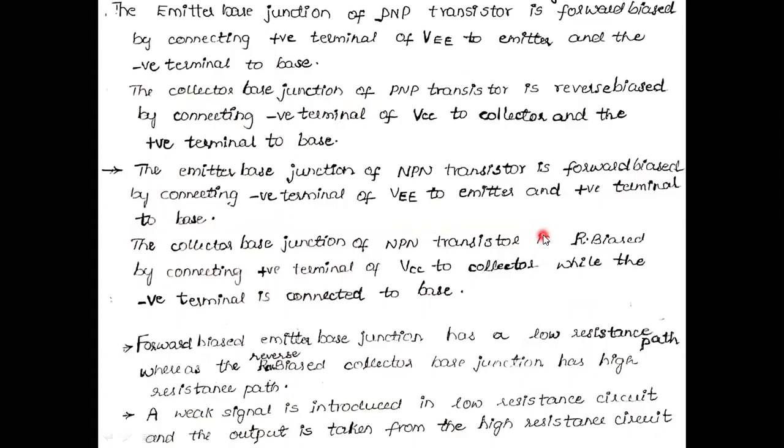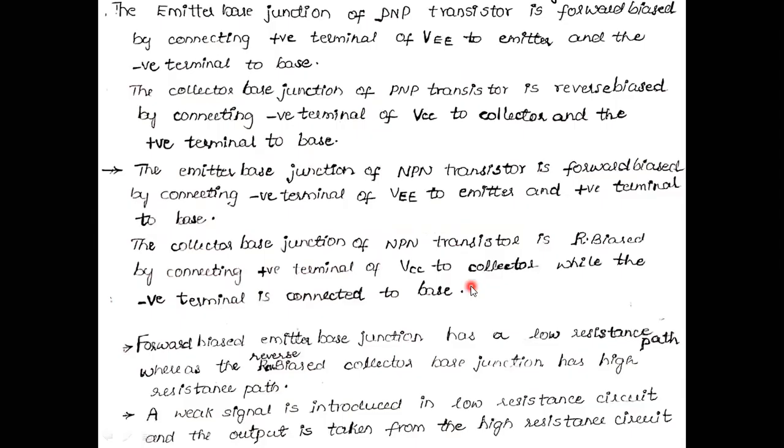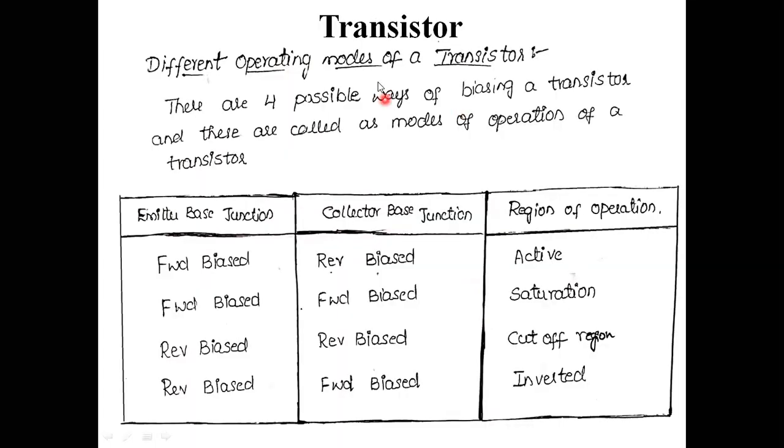This biasing is applied for the PNP and NPN types of transistor. Thereafter, we know the four operating modes of transistor, that is, how the biasing is applied to the transistor. That means the emitter base junction and collector base junction: in what way are they going to be biased? Depending upon the biasing condition of the emitter base junction and collector base junction, we are operating the transistor in four regions, or four modes.